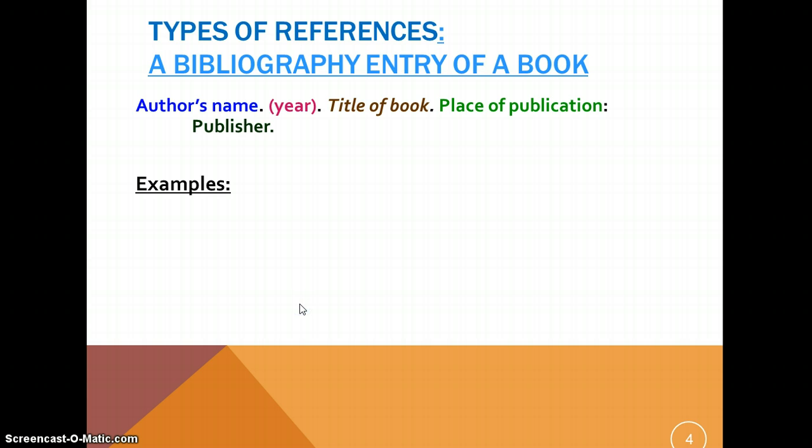There are different types of references. Articles can appear in a journal, or they can appear in a book, or they can refer to a book itself. So let's take a look. In a bibliographical entry of a book, we have the author's name, the year the book was published, the title of the book, the place of publication, and the publisher. Let's look at some examples.